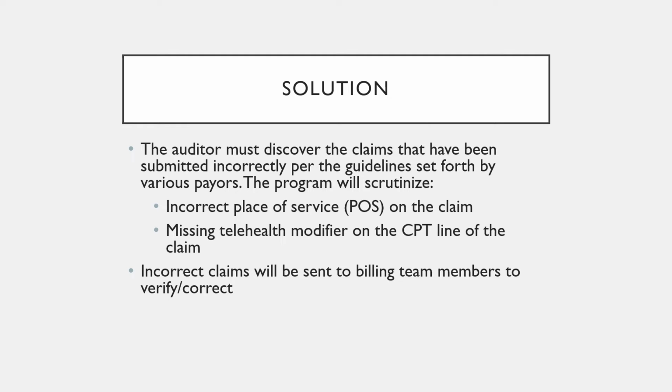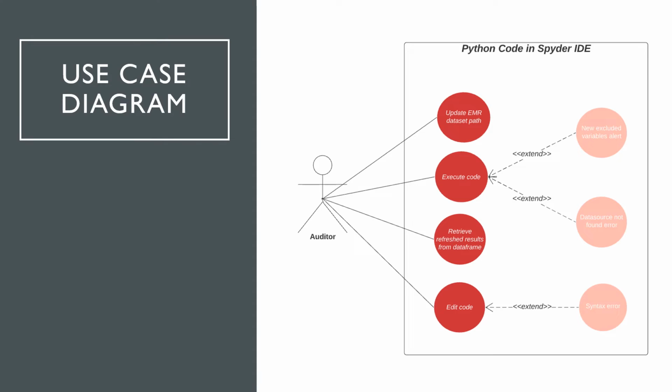The use case diagram here shows a visual of the possible interactions that the user may have with the system. So here, the auditor can have 4 different interactions with the system, and you can also see that 2 of the interactions can result in another set of interactions that don't always have to happen, but they could happen. So when the auditor, for example, executes the code, the data source not found error could occur, but it doesn't always have to occur. It just depends on if the other parts of your code are correct or not.